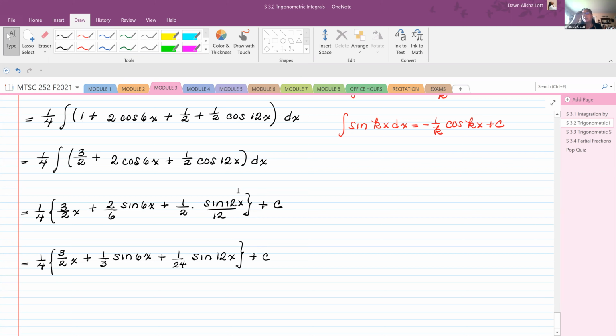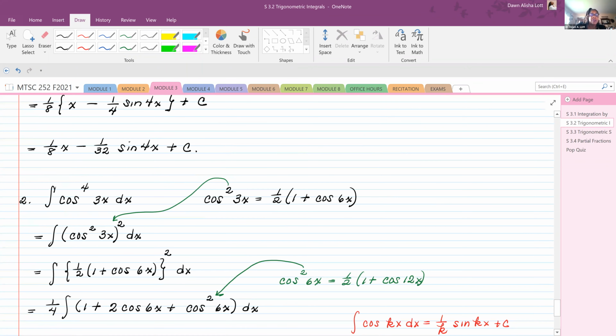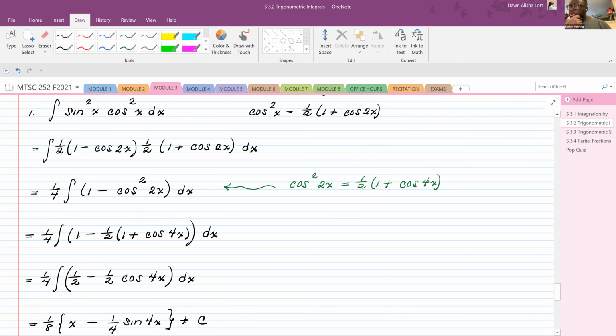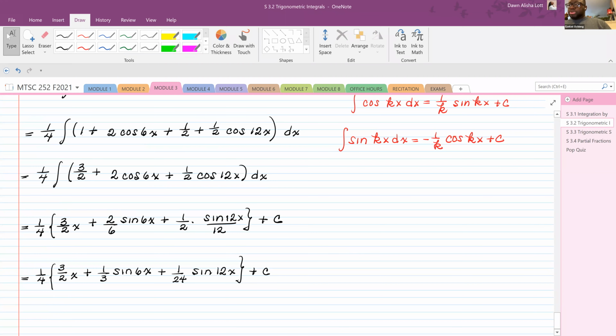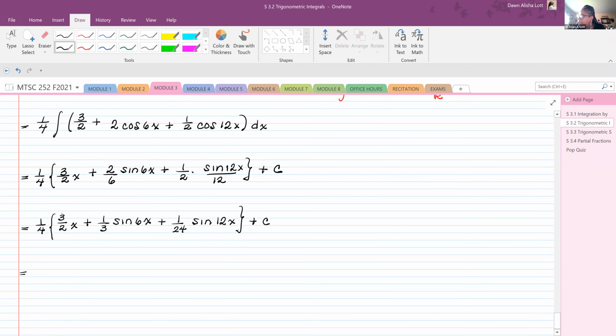Okay, any questions? Yes. Before you continue, do we always have to simplify, just assuming we have really large numbers? I would actually write this as 3/8 x plus 1/12 the sine of 6x plus 1/96 the sine of 12x plus c. Either one is fine.